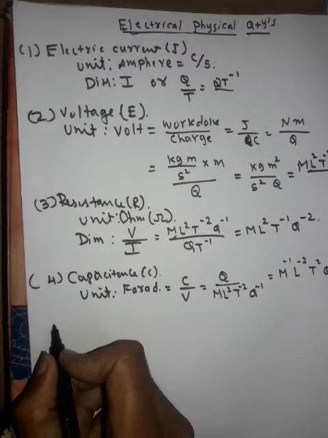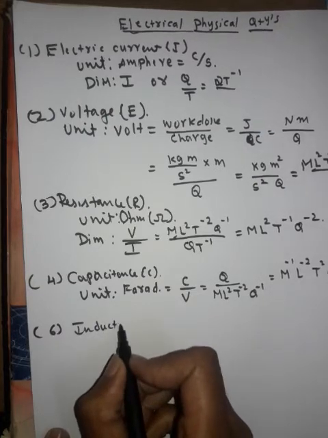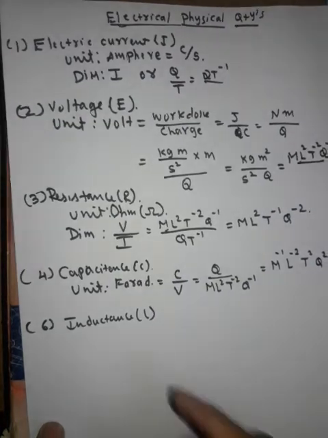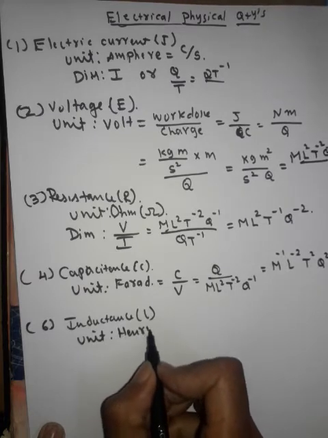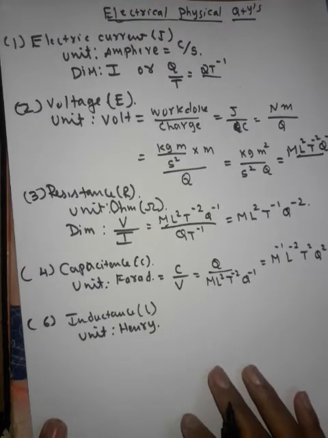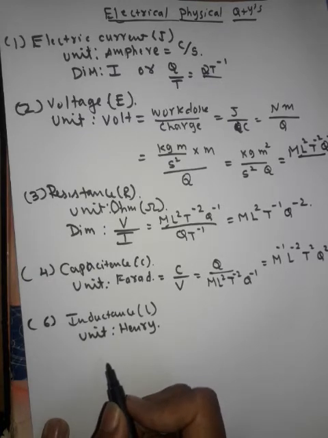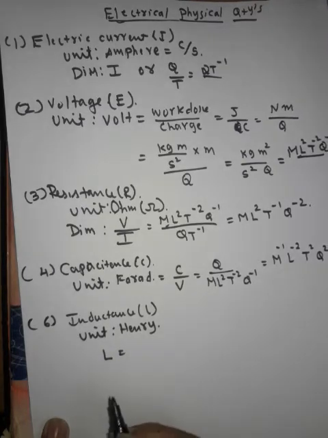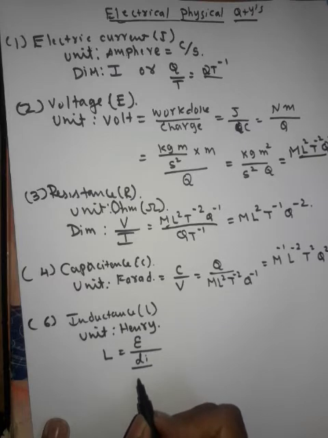Now next comes inductance, which is given by L. Its unit is Henry. The formula for this inductance is EMF by di by dt.